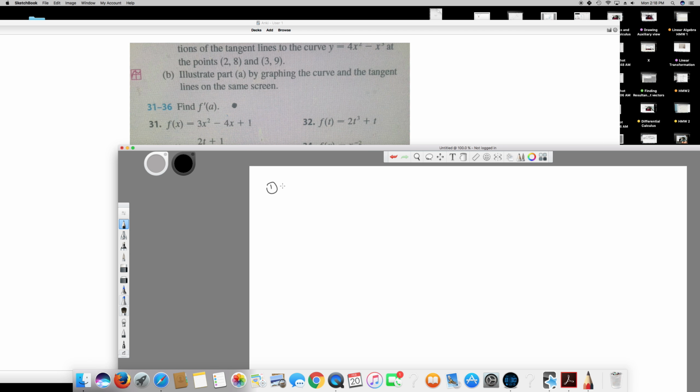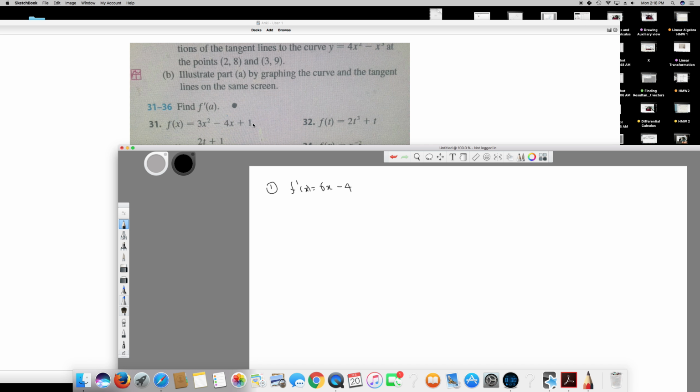So f prime x is going to be, in order to use the power rule, 3 times whatever the power we have, we multiply that one by this number and deduct 1 from whatever number we have in the power. So f prime x is going to be 3 times 2, it's going to be 6x, and minus 4 times 1 is going to be minus 4, and x to the power of 0 is going to be 1, so it's going to be just minus 4.